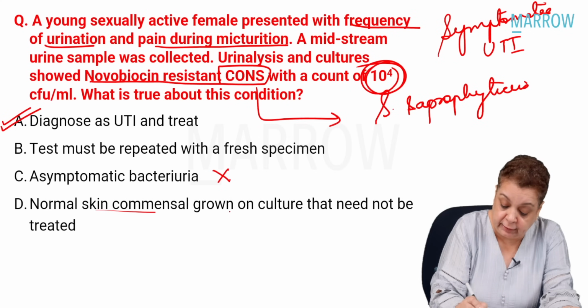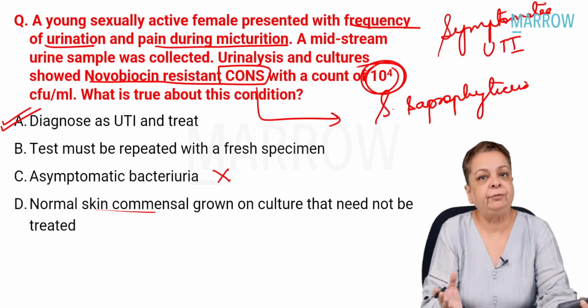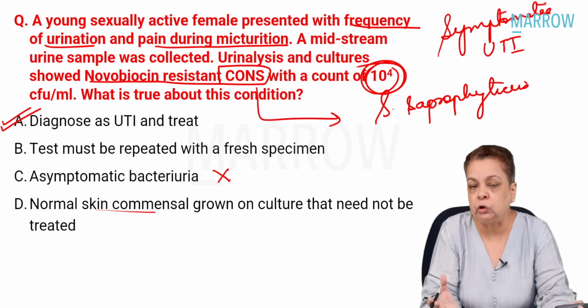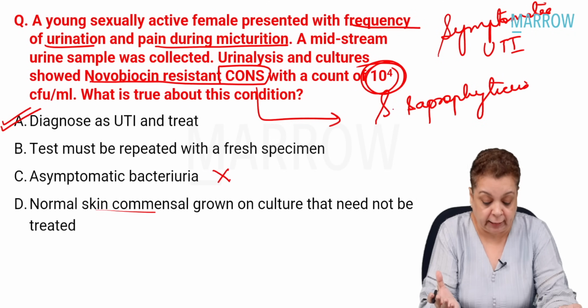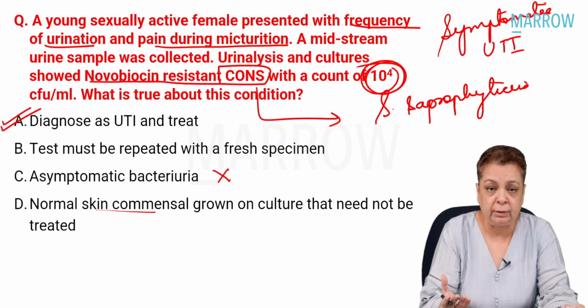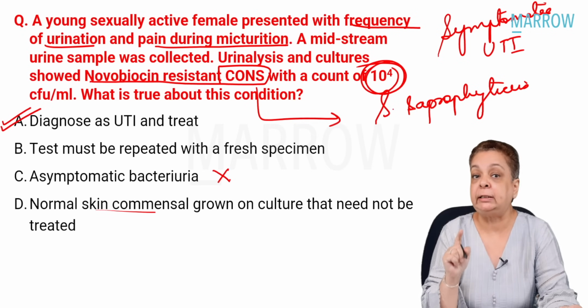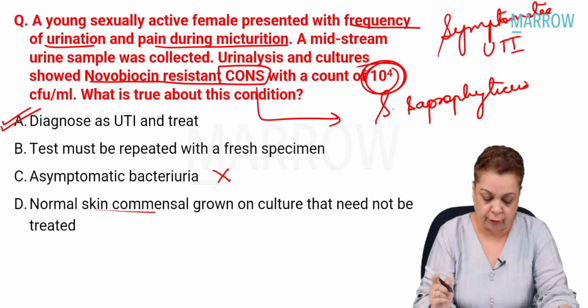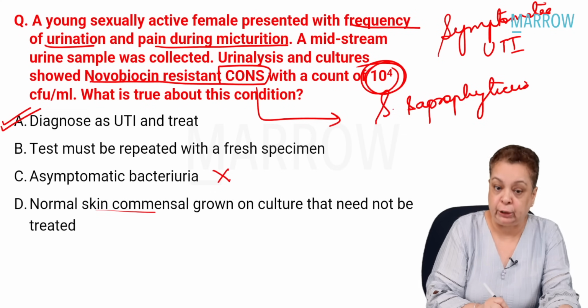It's a normal skin commensal which has grown on culture that does not need to be treated. Staph saprophyticus is one of the common causes of UTI in young females who have recently become sexually active. Yes, it may be a normal skin commensal, but yes, this needs to be treated because it is present in significant counts. Okay. Please remember that there is a criteria for diagnosing UTI.